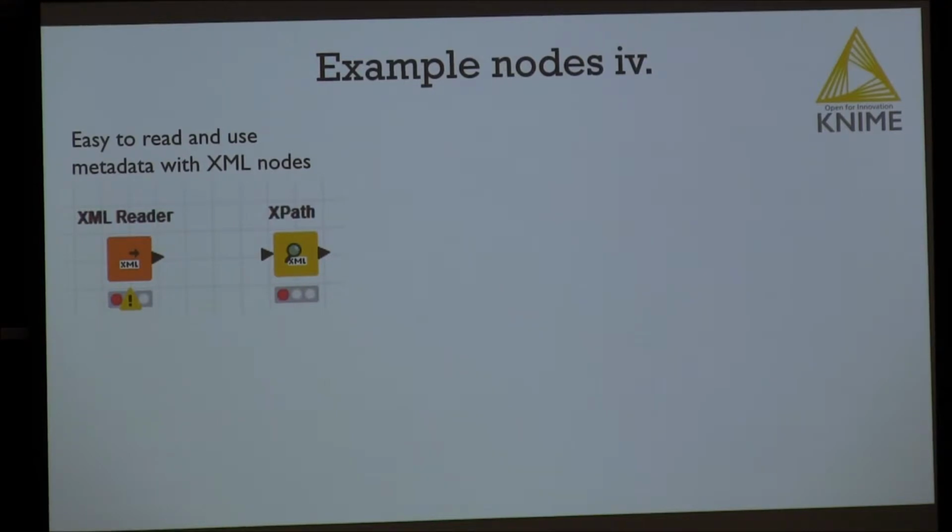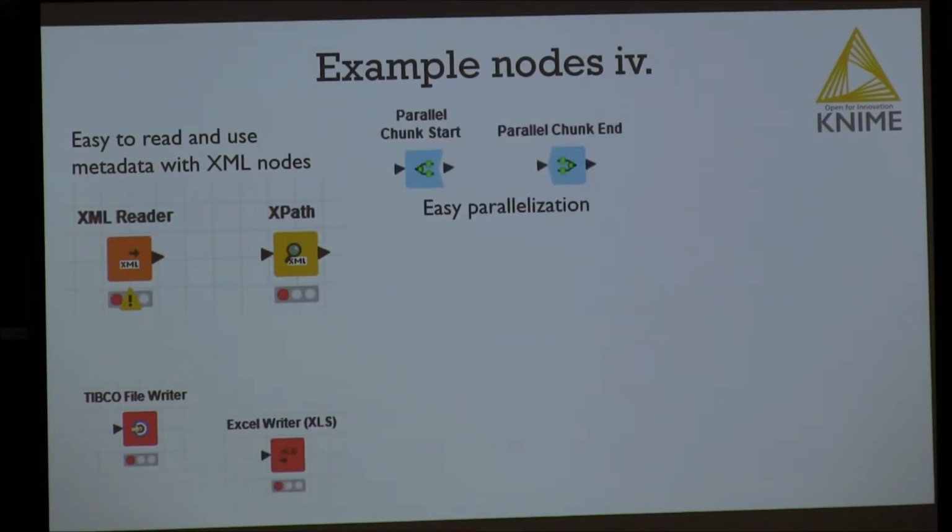A few more complicated nodes, things like XML readers. Say you get metadata, you've just done a high content screen of thousands of drugs, you get a metadata file. Usually that's an XML file, and you can use an XML reader or XPath to grab information from that metadata file and then manipulate it however you want. Things like TIBCO Spotfire, which is an analysis program, of course, you can write to an Excel table if you want. It's really easy to do parallel processing. You would just make your node workflow and then put these nodes in between 2 chunks, this parallel chunk end and start, and that will then use parallel processing for your workflow.